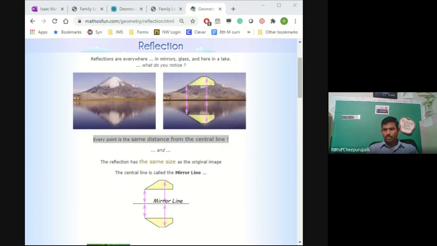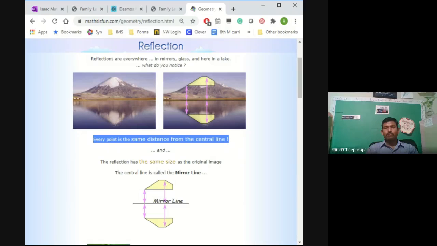Okay, that's good. Somebody hold up. I'm going to give you guys 30 more seconds. All you have to write is the highlighted part, which is this: every point is the same distance from the central line. That's all you need to write.